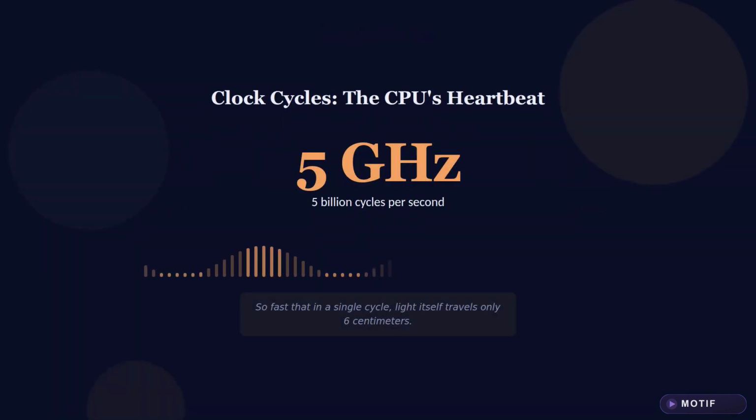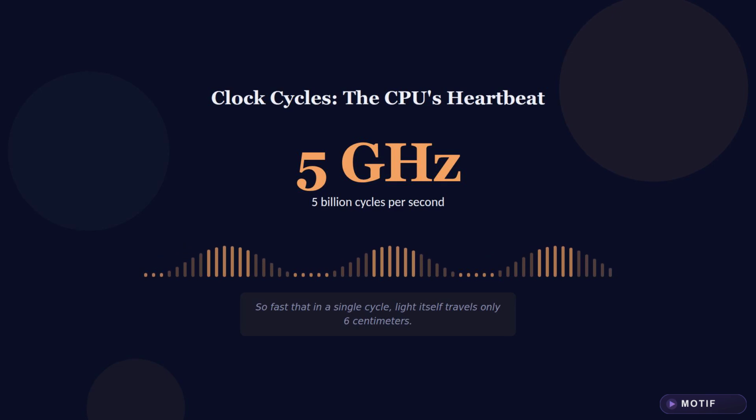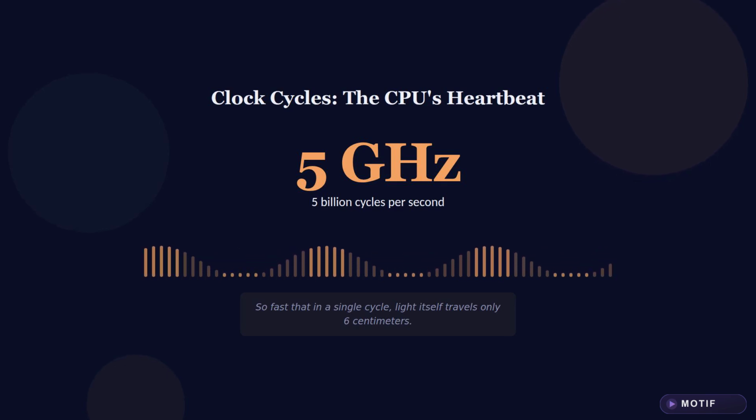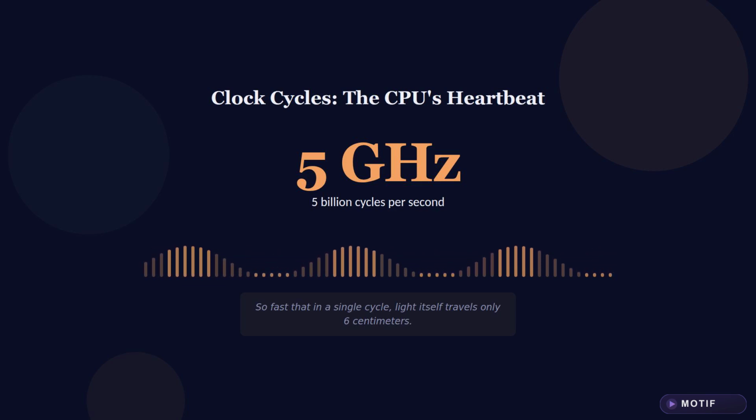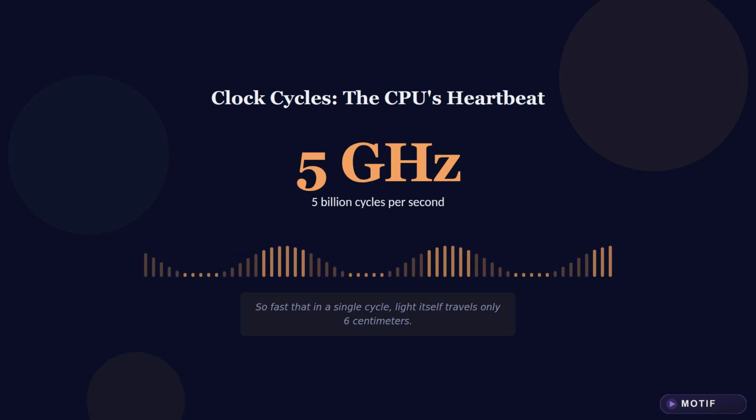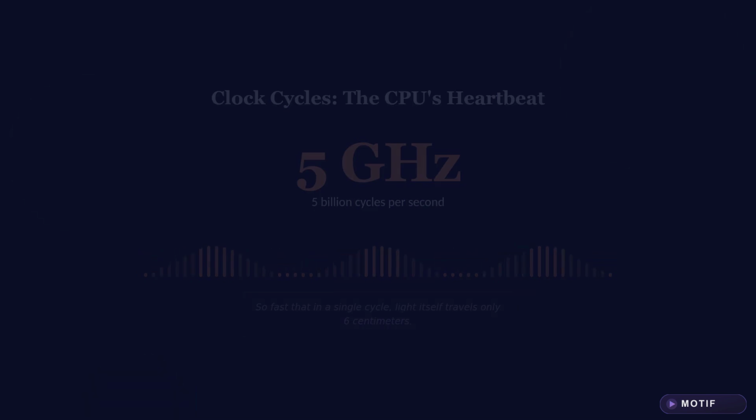The clock signal synchronizes every operation inside the processor. Each tick advances the CPU by 1 step in its cycle. A modern desktop chip running at 5 GHz completes 5 billion cycles every second. That means each cycle lasts just 0.2 nanoseconds. In that time, light itself travels only 6 centimeters.